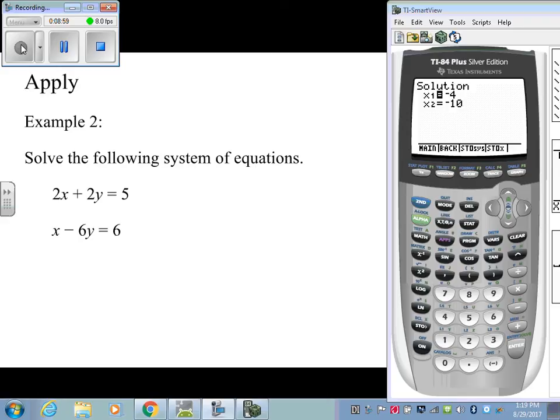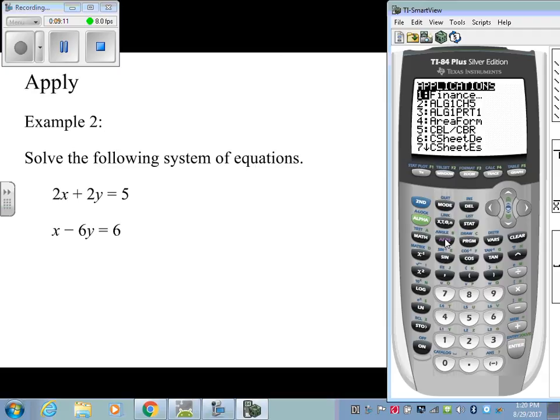So our first step is we need to quit out of our previous app. So I'm going to press second and then quit. And now I have a blank screen again. That was second, and like the mode button, right next to it is the quit. And now I'm going to go back to apps. I'm going to scroll down to PolySmlt. Hit enter. I want the simultaneous equation solver, so I press 2.